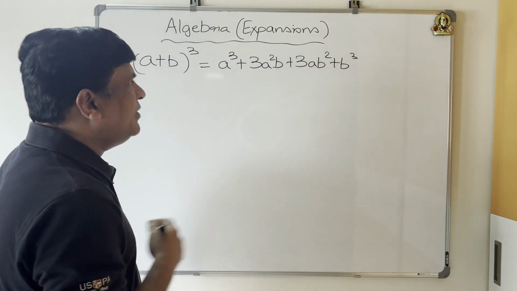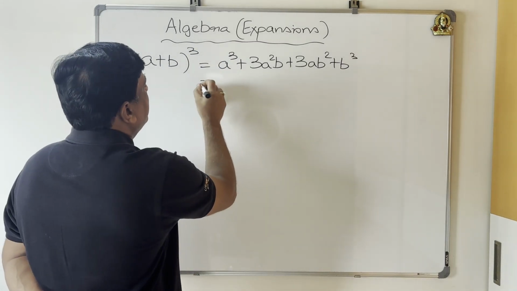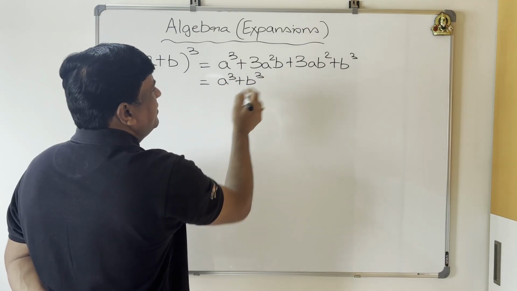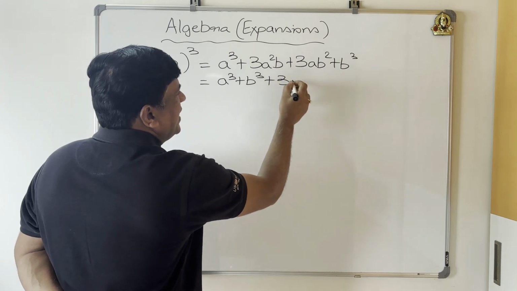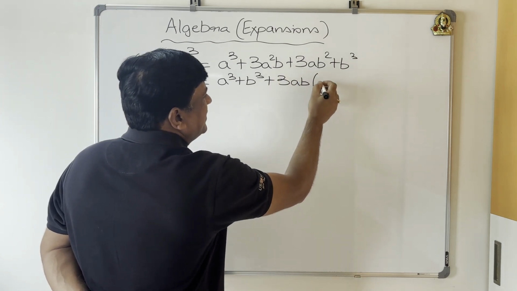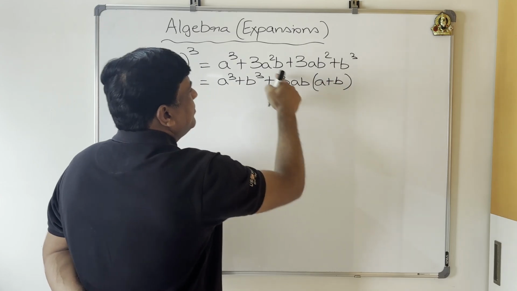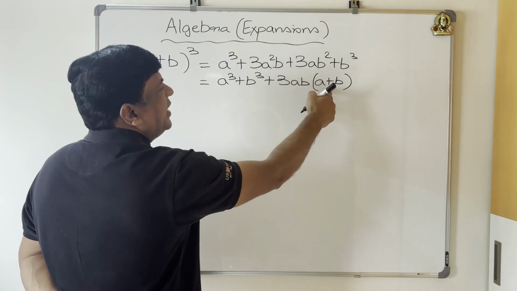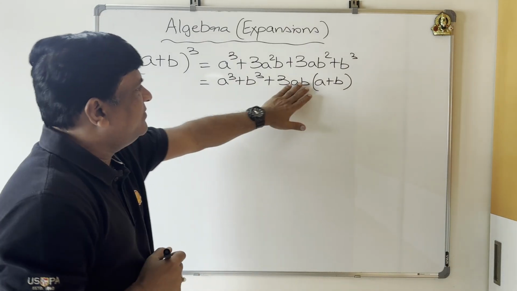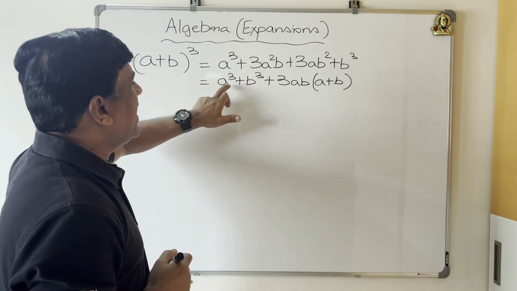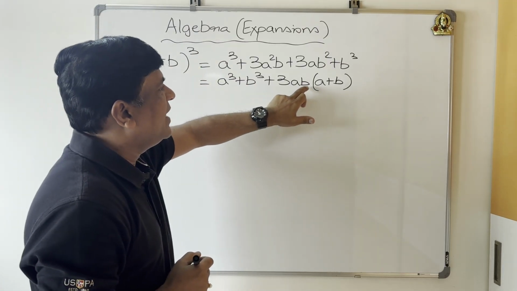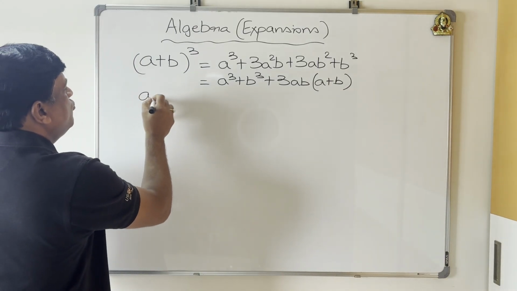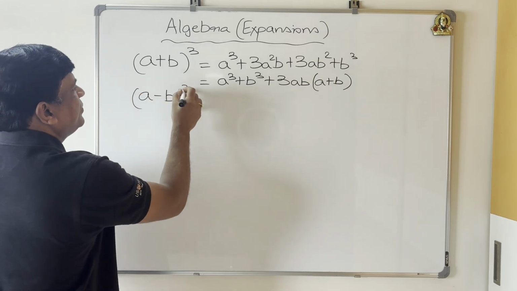How do you want to remember this formula in an easier way? It can be remembered in this way. You write it as a³ + b³ plus 3ab times (a + b). Look at it. Because you have 3ab common in these two terms, I have taken that out and put it over here. So, makes sense? (a + b)³ will be a³ + b³ + 3ab(a + b). Remember this one, okay?